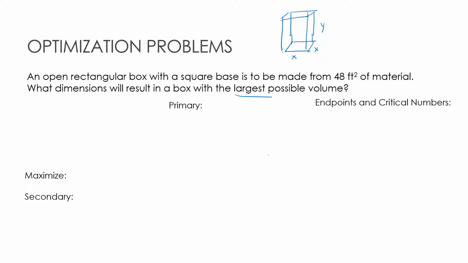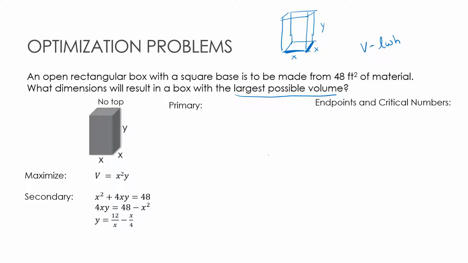I'm trying to maximize volume. So remember, volume of a box is base or length times width times height. And so using my picture, x times x times y, or x squared y, that's my maximum. Again, I have two variables. That's no good. I need just one variable. So how am I going to get a secondary equation?